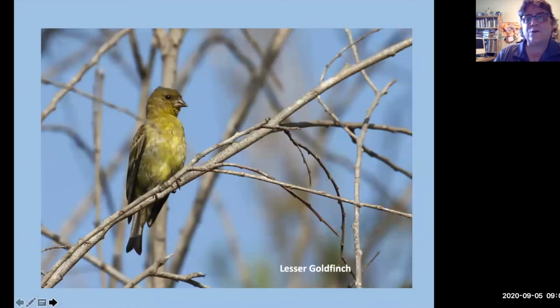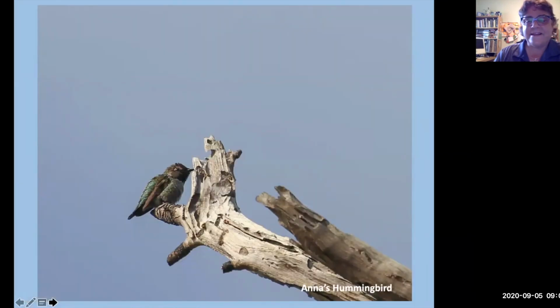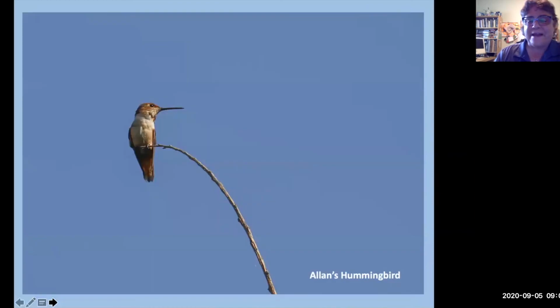This is a lesser goldfinch. They're very vocal, probably born there at Bixby. This is a house finch. You probably have these at your house. And this is an Anna's hummingbird. This is a black phoebe. Now we're way up in the trees. A black phoebe. These guys eat insects too. Allen's hummingbirds looking for insects also.